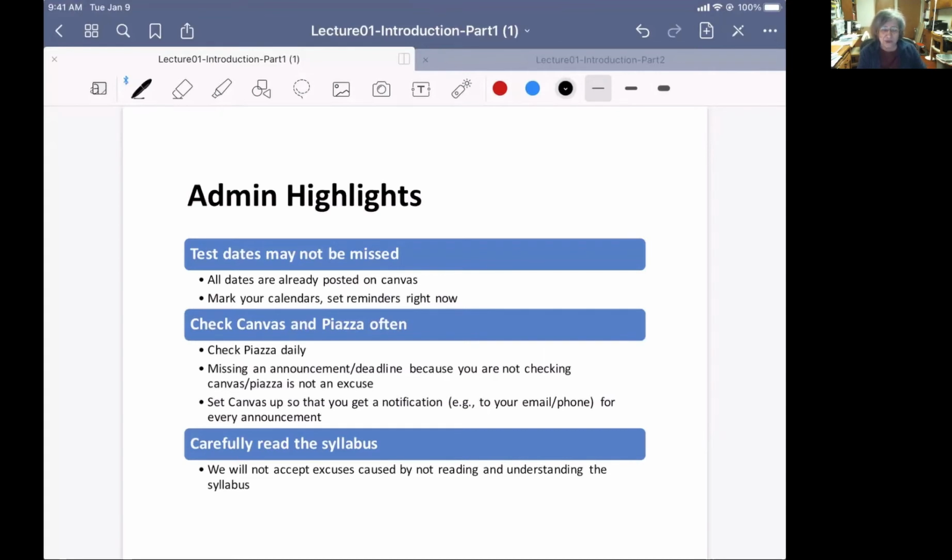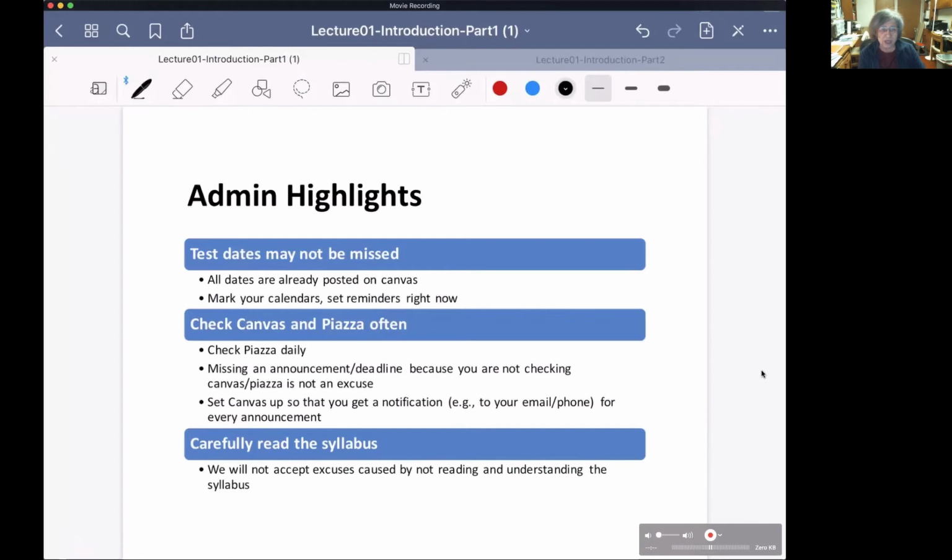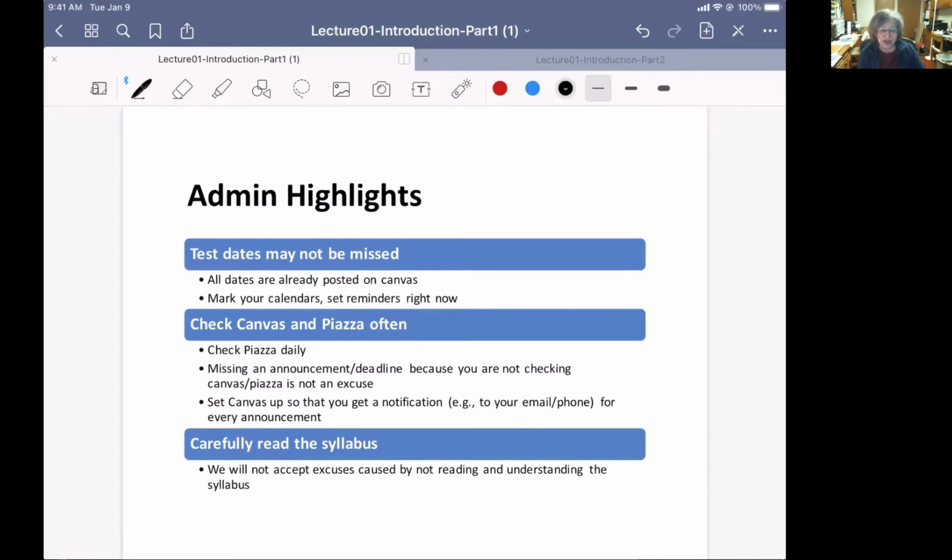The dates for the tests, there are 5 tests. They may not be missed. They're posted on Canvas already in a multitude of places. Mark your calendars, set reminders. The exams will be during the class time, 10:45 to 12:05, on either a Tuesday or a Thursday.